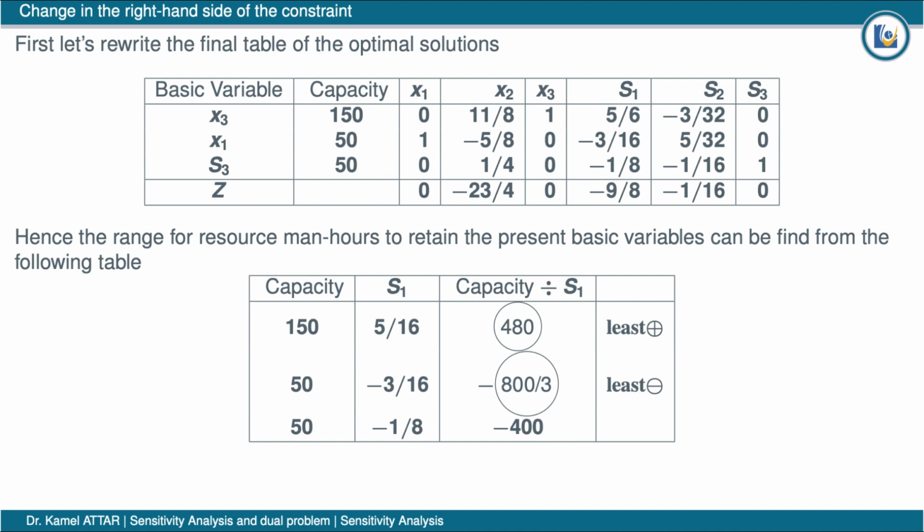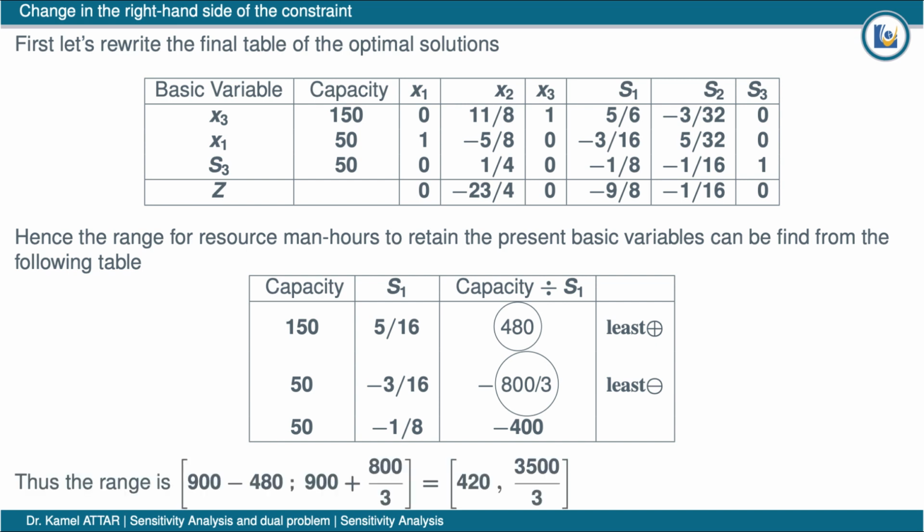Finally, to find the range of the man-hours, we subtract from the capacity of the man-hours, which is equal to 900, the least positive ratio, 480, and we add to 900 the least negative ratio, 800 over 3.